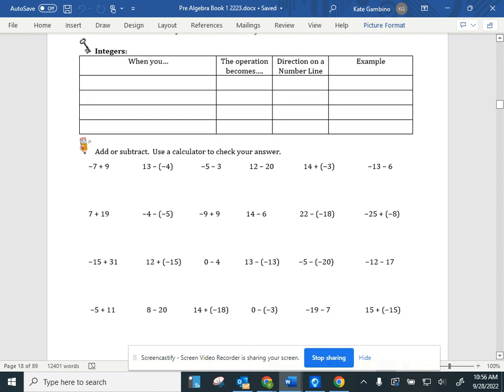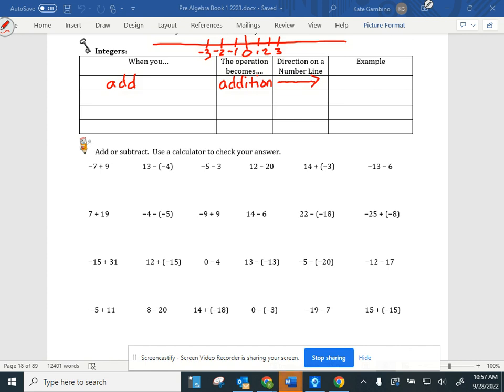So, integers. When you add, the operation becomes addition. The direction on the number line. So if I have my number line up here, there's my number line. When I'm adding, I'm going to the right. So if I'm starting at a negative number, I'm going to the right. If I'm starting at a positive number, I go to the right.